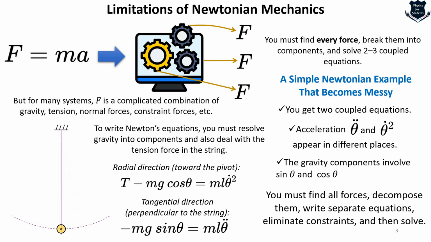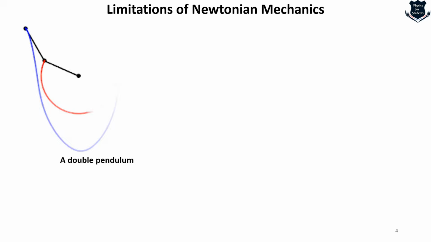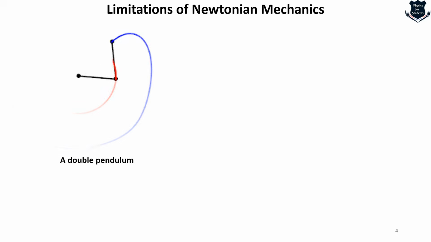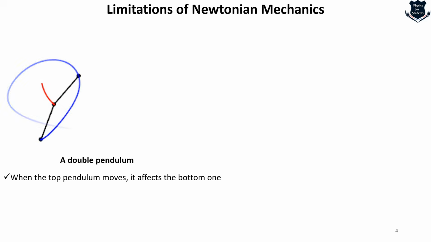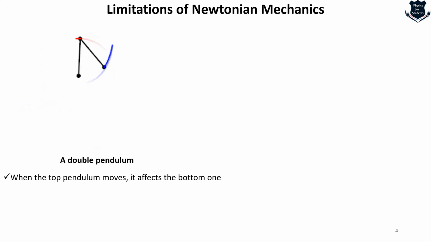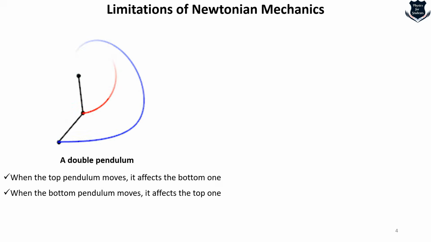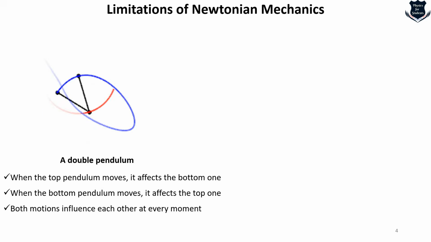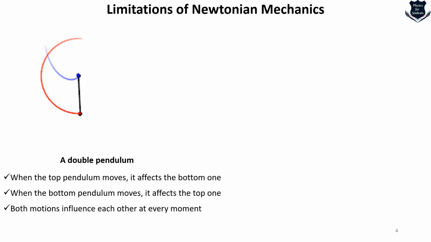Now, the problem exists more when we move from a single pendulum to what is called a double pendulum. Here you see a double pendulum. It is just a pendulum attached to the end of another pendulum. So it looks simple, two rods swinging freely, but its motion is extremely complex. When the top pendulum moves, it affects the bottom one, and when the bottom pendulum moves, it affects the top one. Both motions influence each other at every moment.